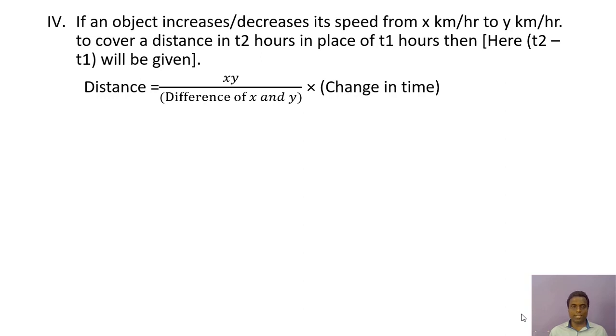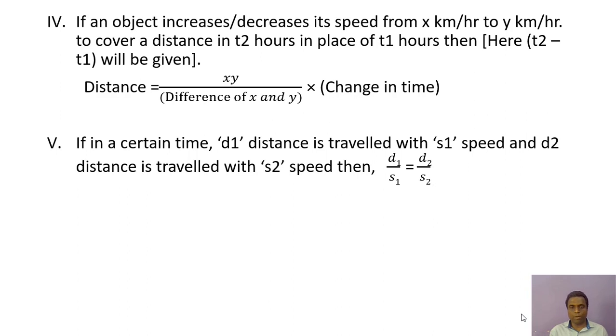There is a generalized formula for such types of problems. Distance is equal to xy upon the difference of the speeds, x minus y, the whole multiplied by the change in time, t2 minus t1. This is the generalized formula for solving such problems. You can get such problems in the NDA or CDS exams. This is just a formula based question, you can solve it very easily.